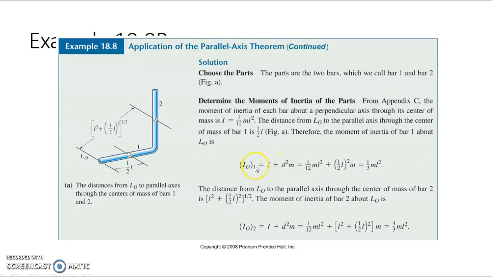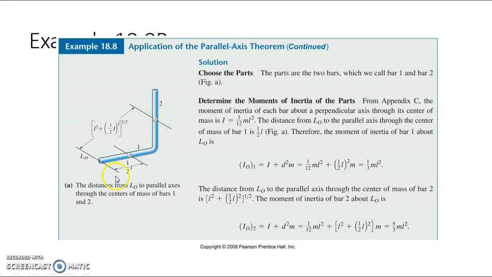So for the lower bar only, I get I_O1 equals 1/12 m L squared, the moment of inertia about the centroid, plus d squared, a half L squared, times m, which gives me 1/3 m L squared. Now, that was for bar 1, because when you looked in the tables in the back, in the appendix, that was just a slender bar. Now, we also know the same thing for a slender bar about that axis. That moment of inertia is 1/12 m L squared.